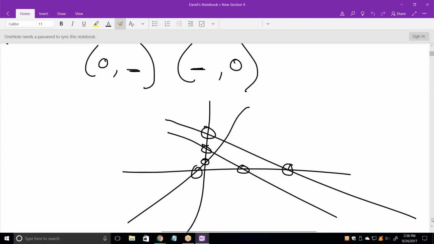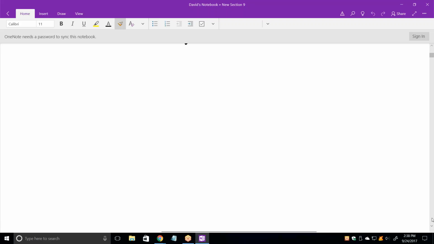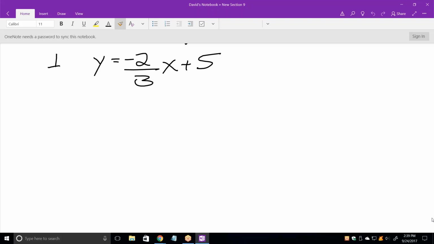Let me move on to the next one. Here it says find the equation of a line perpendicular to y equals -2 over 3x plus 5 through (5, -3).